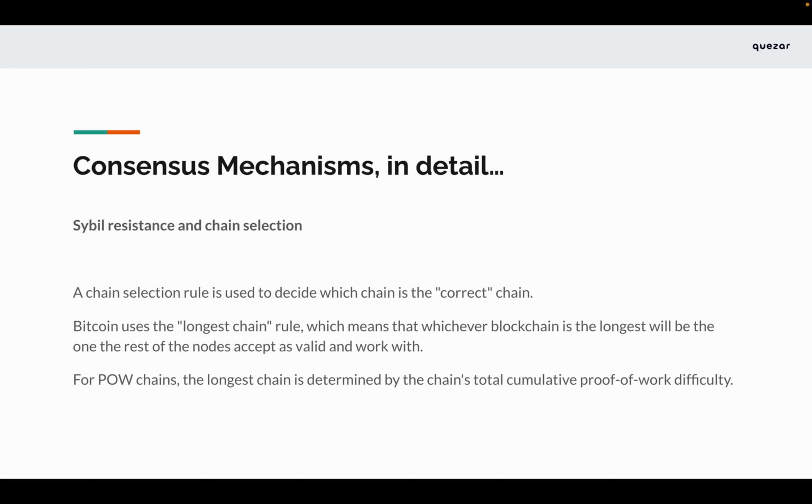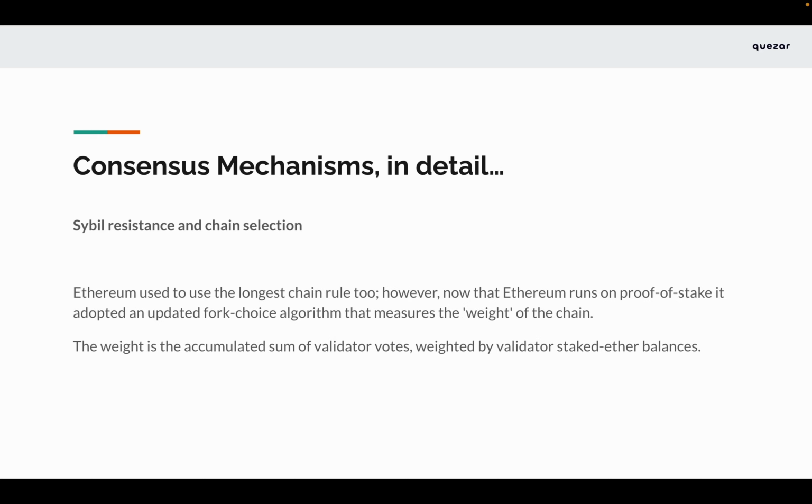The chain selection algorithm, or the fork choice algorithm, is used to decide which chain is the correct chain. Bitcoin uses the longest chain rule, which means whichever blockchain is the longest would be accepted by all of the other nodes in the network, and they'll work on top of that blockchain. This longest chain is determined by the chain's total cumulative proof of work difficulty. Ethereum used to use this rule too, but then it transitioned to proof of stake. And now, whenever there's a conflict, the fork choice algorithm says that the chain that has more Ethereum staked on it would be favored.